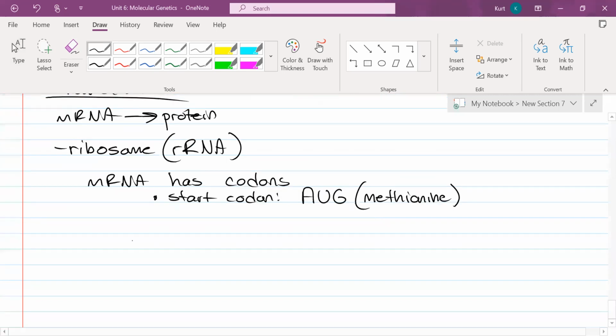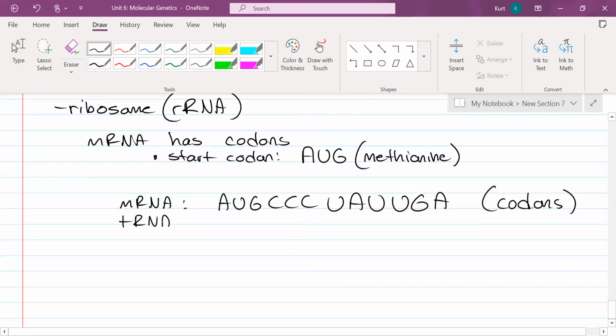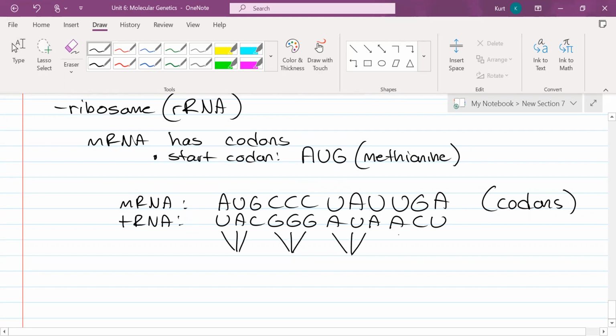Let's say that we have an mRNA that reads like this, guys. I'm going to make up some codons, okay? It says AUG, CCC, UAU, UGA. These are codons. What is the opposite of a codon? What carries the anticodons? tRNA. So the tRNA would have UAC, GGG, AUA, ACU.